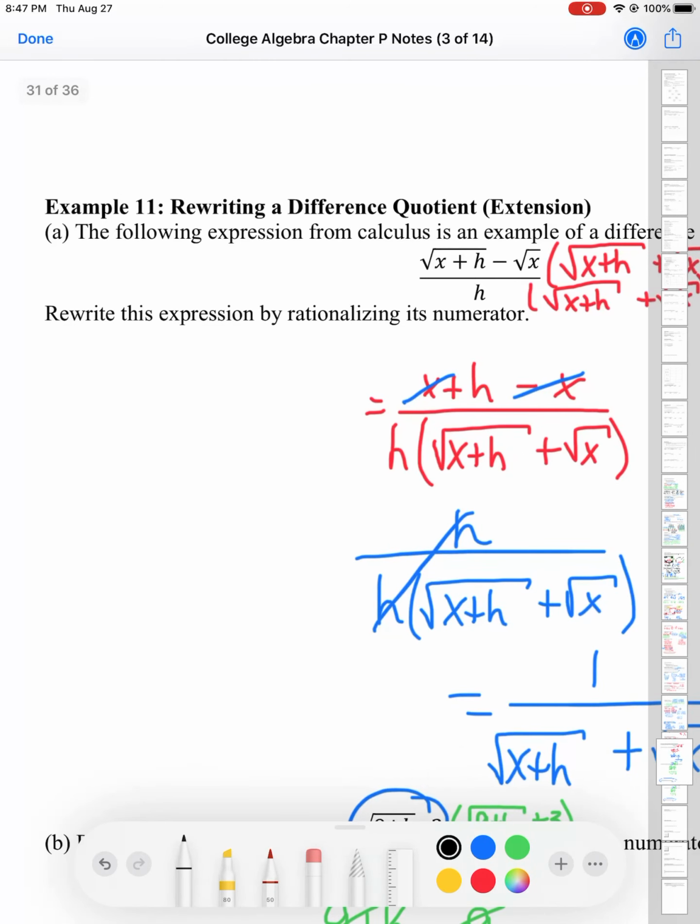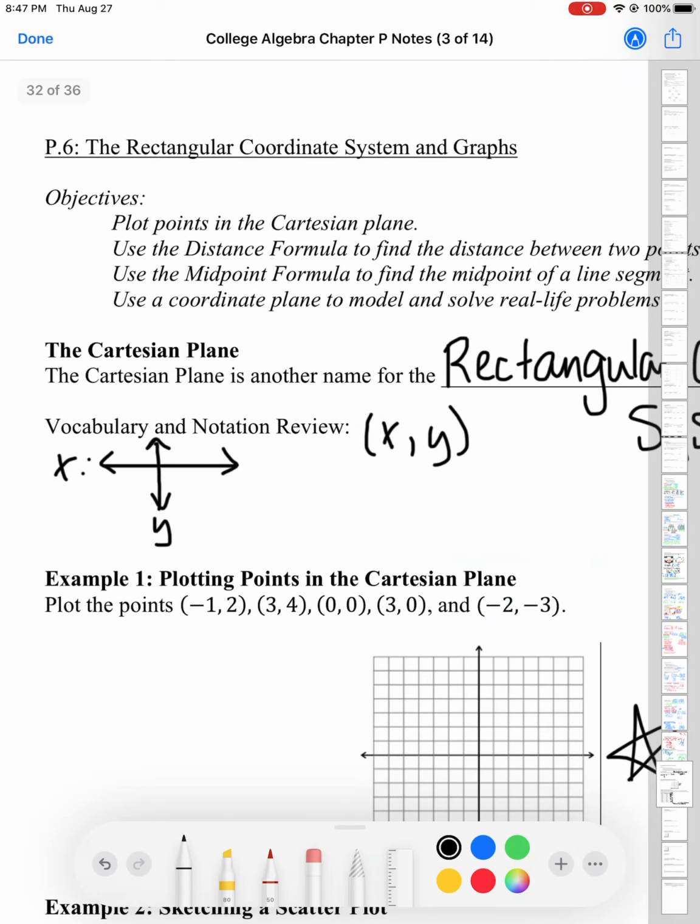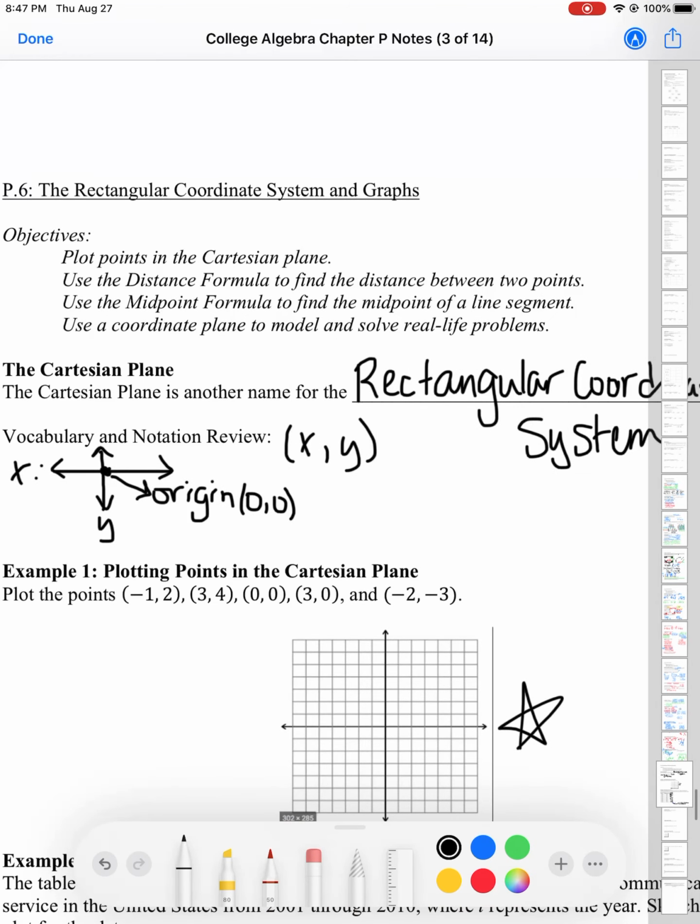The point where, oh my goodness, sorry about that, guys. My arm hit it. The point where they meet is called the origin, and it is the point (0, 0).